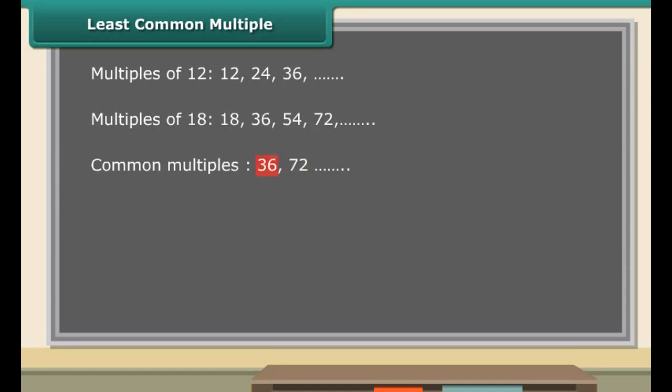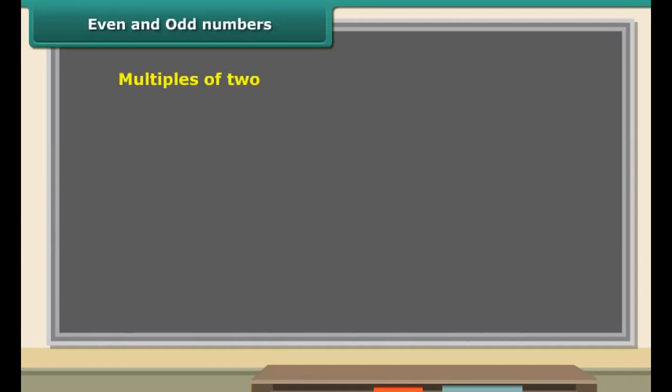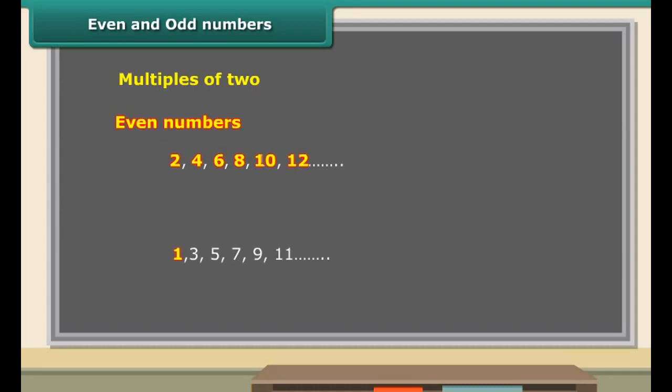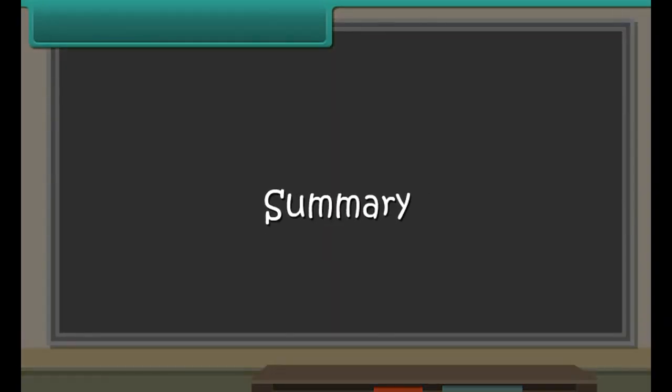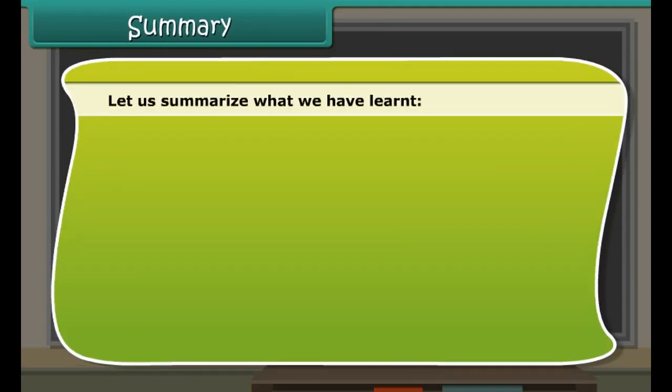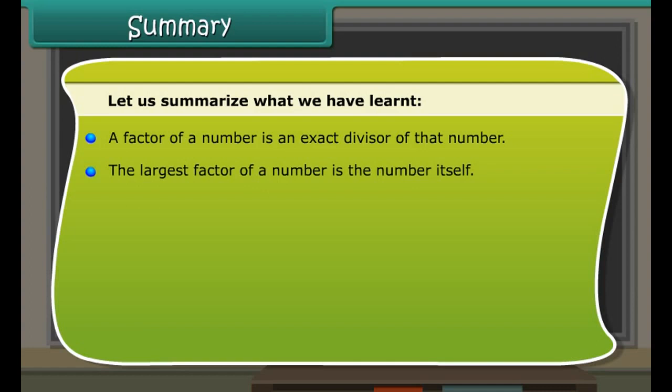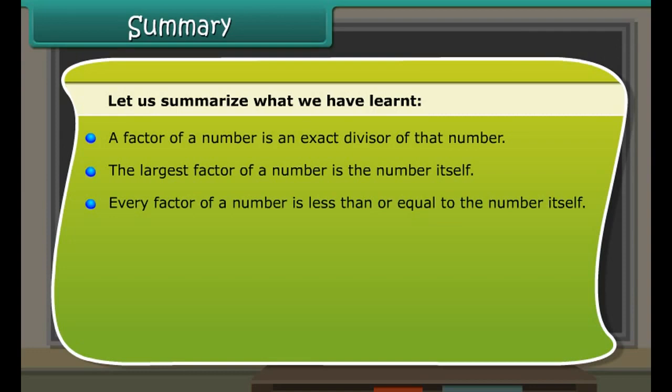Recall that common multiples of two numbers are those numbers which are multiples of both the numbers. Let us now use this knowledge to find the least common multiple of two numbers. Consider the two numbers 12 and 18. The multiples of 12 are 12, 24, 36 and so on. Similarly, the multiples of 18 are 18, 36, 54, 72 and so on. The common multiples of both the numbers are 36, 72 and so on, but 36 is the smallest among these. Therefore, 36 is the LCM of 12 and 18. The least common multiple LCM of two or more given numbers is the least or smallest of their common multiples.